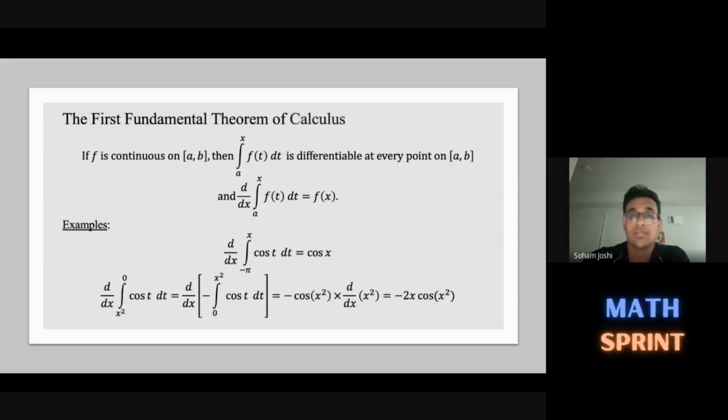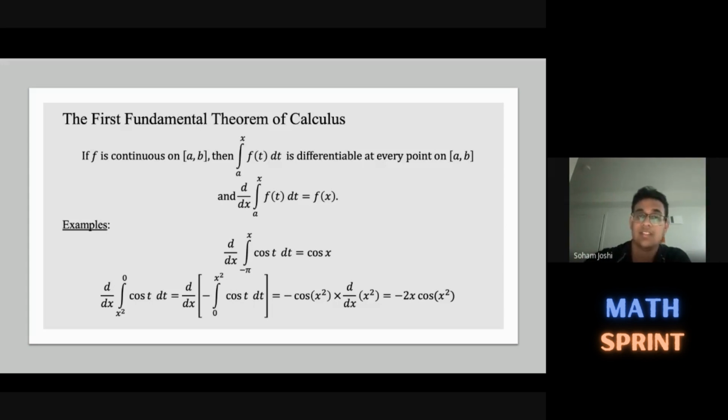All right, let's move on to the first fundamental theorem of calculus. There are multiple ways of expressing this theorem. Now, why is this theorem important? Because it shows the essential link between differentiation and integration. So if f is continuous on a comma b, then the definite integral of f of t with respect to t is differentiable at every point of x.